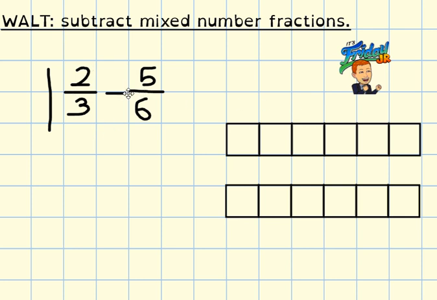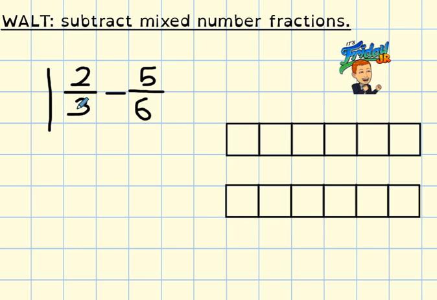1 2/3 take away 5/6. There are 4 steps to success here that we would ask you to follow when using this subtraction method to help you find the answer. Step number 1: you are always going to convert the mixed number fraction into a non-unit fraction. A non-unit fraction, remember, is a fraction where the numerator is greater than 1. Sometimes when you convert it, you'll end up with an improper fraction, and sometimes you'll end up with a proper fraction.